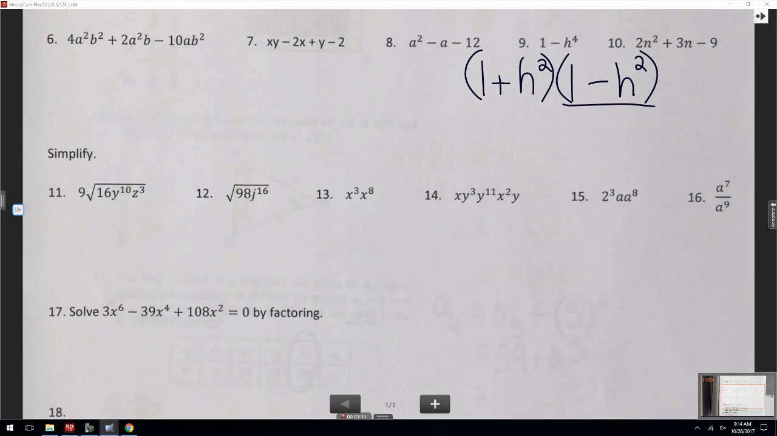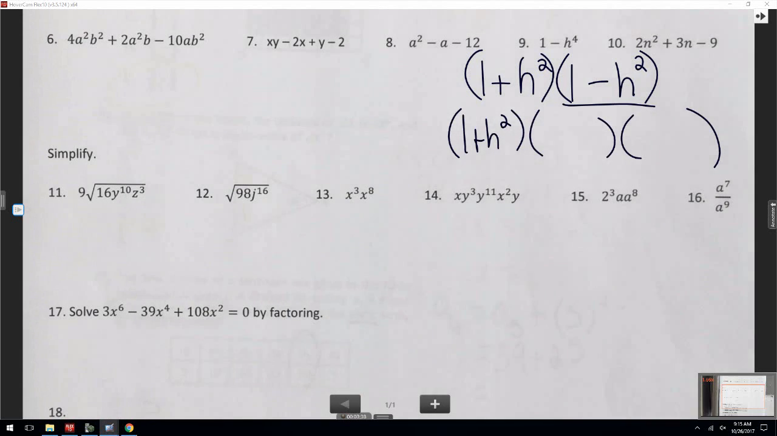But you're not done. Look at the subtraction. Is a 1 a perfect square? Yeah. Is H squared a perfect square? So you can do it again. All right, bring down the 1 plus H squared. And then we're going to split up the other one. How do you split up 1 again? 1 and 1. There you go.